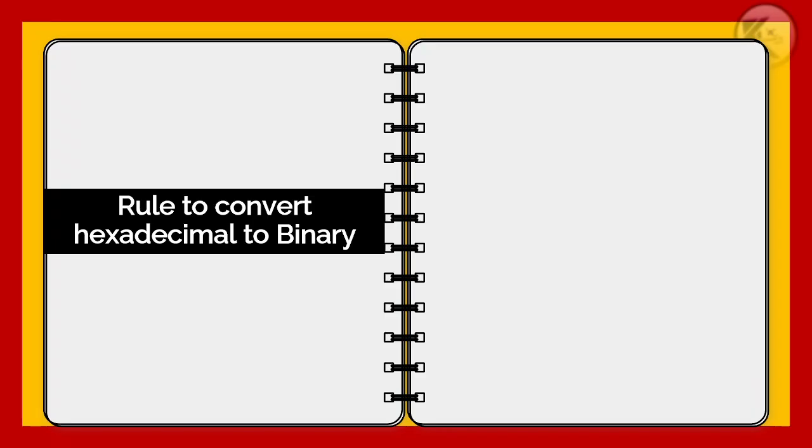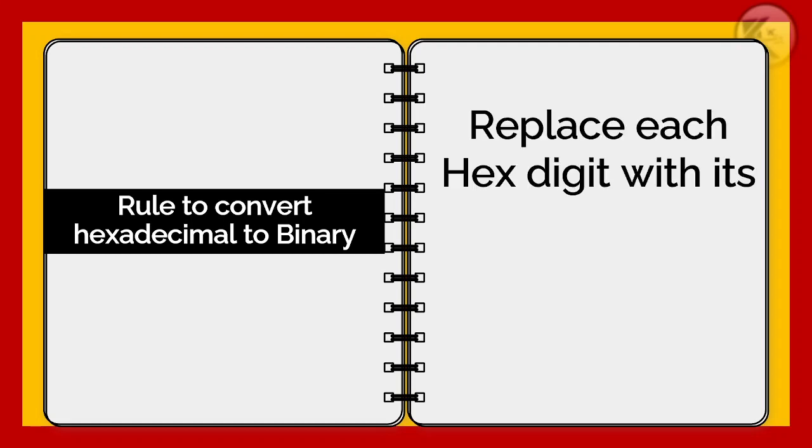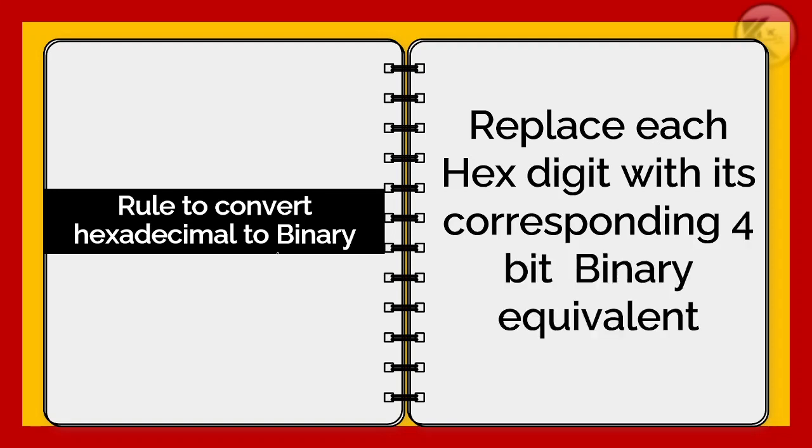Now let us see what the rules are to convert hexadecimal to binary. See, this conversion is very easy and straightforward. Just replace each hexa digit with its corresponding 4-bit binary equivalent. Suppose you are given this number 3E1F5 in hexa. So how many digits are there? 1, 2, 3, 4, 5. 5 hexa digits. So you have to replace each of these hexa digits in sequence, each with its corresponding 4-bit binary equivalent. So let's solve some examples.